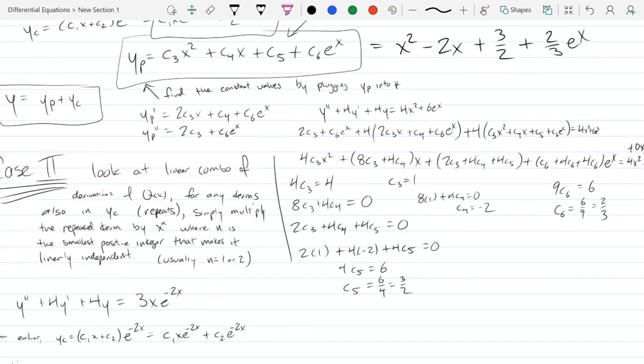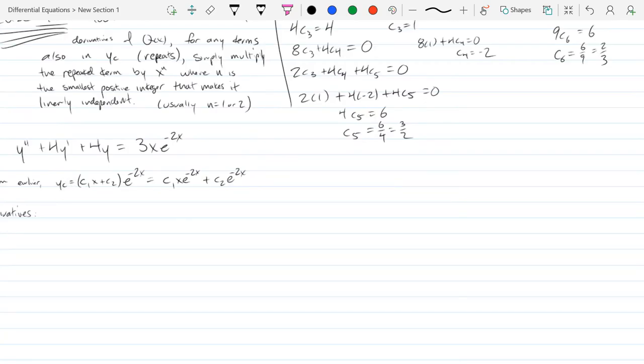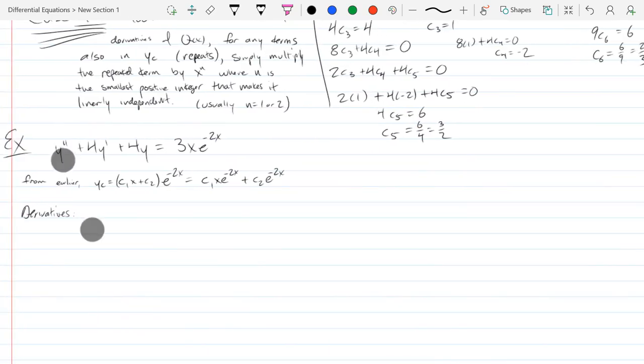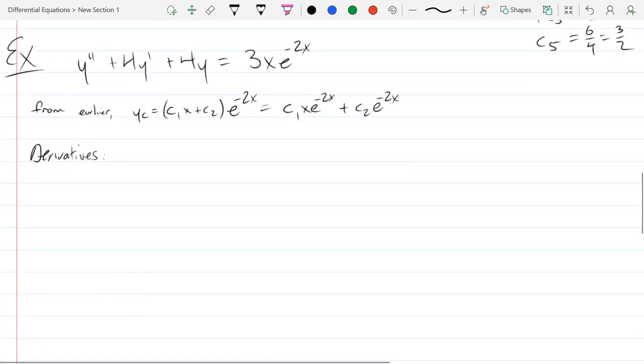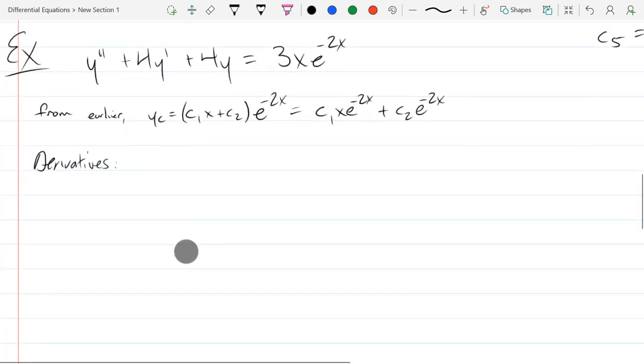So we will have to do this anytime we want a particular solution. We have to go and figure out what are all the actual coefficient values. So knowing this, we'll now go on to the next example that we tried to start, but couldn't do so.